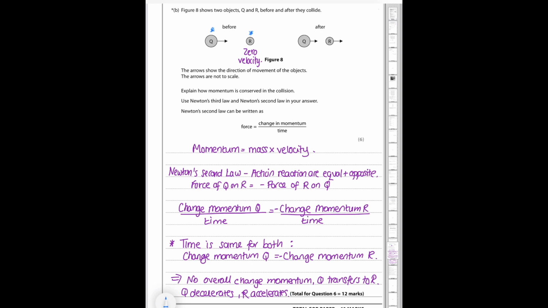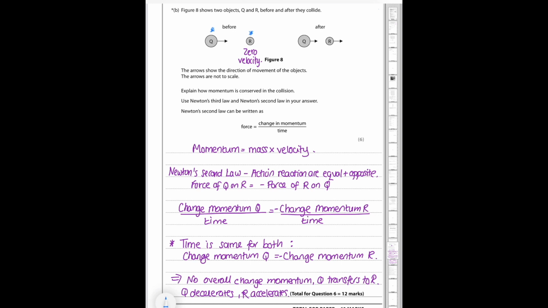Now, in terms of what we're asked to do, it says the arrow shows the direction of movement of the objects. The arrows are not to scale. Explain how momentum is conserved in the collision. Use Newton's third law and Newton's second law in your answer. Newton's second law can be written as force is change in momentum divided by time taken. So if we look at this, momentum is mass times velocity. So that's how to start with. We know that R has no momentum because the velocity is zero.